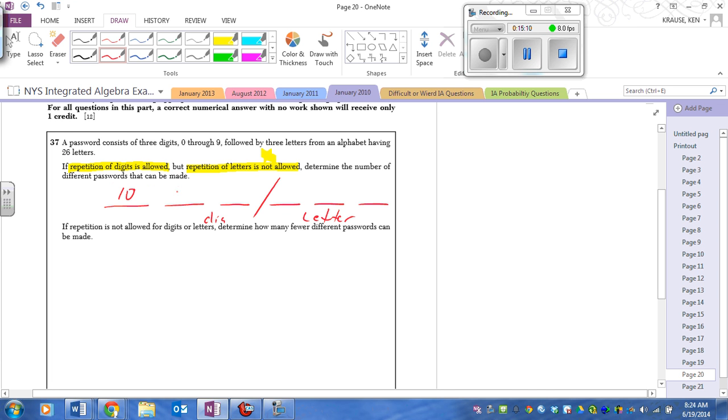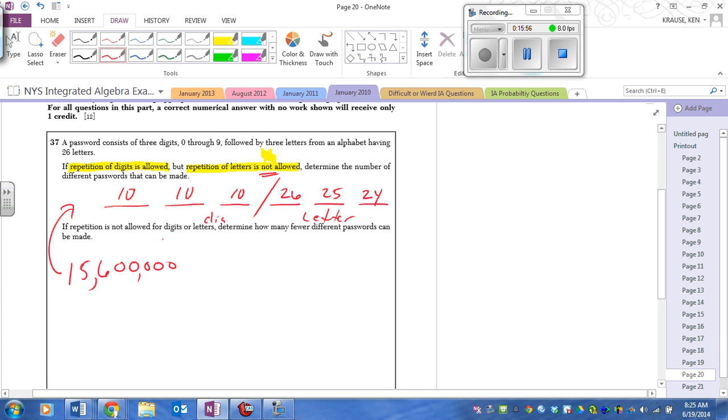10 digits, 9 digits, 8 digits. Oh wait, repetition of digits is allowed. So this is 10, 10, 10, but the repetition of letters is not allowed. 26, 25, 24. So multiply those. Times 26 times 25 times 24. I'll get 15,600,000.